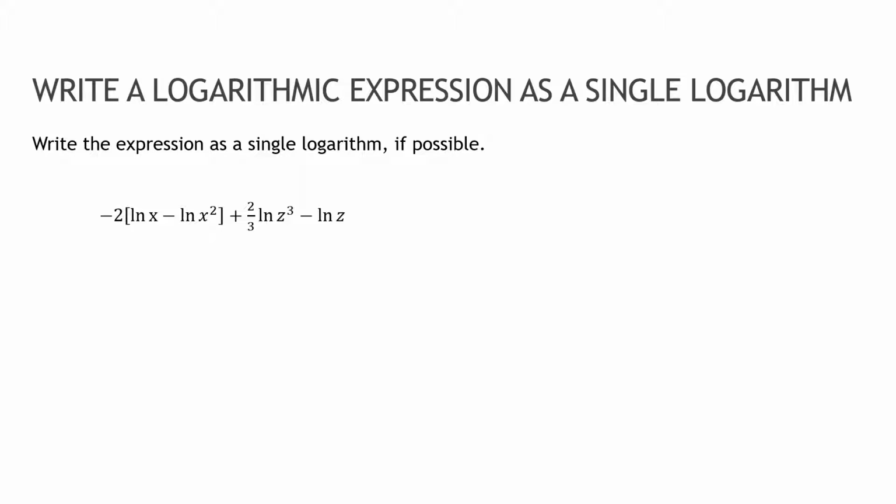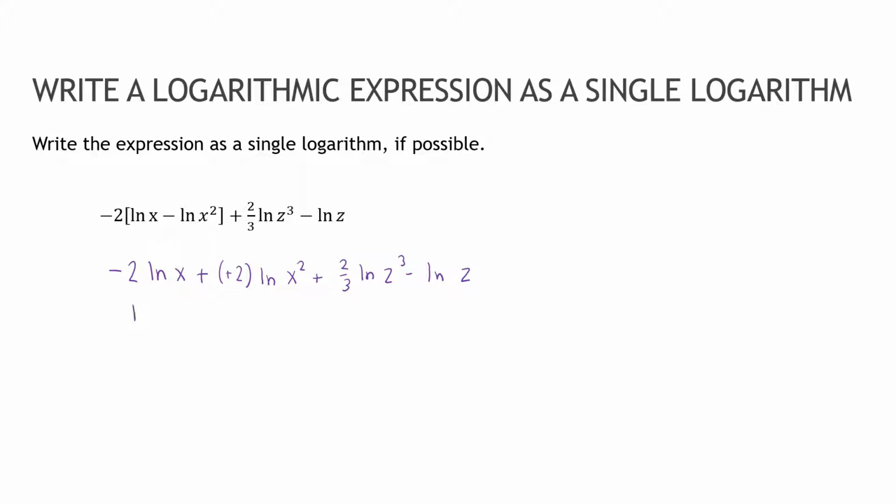Same thing's going to happen when you have natural log, and obviously I've given you a hot mess here. And so let's work through the hot mess together just to make sure we know what we're doing. I've got negative 2 times natural log of x minus negative 2 natural log of x squared plus 2/3 natural log of z cubed minus natural log of z. So all I did on that one is I just distributed the 2. And I'm going to go and change that one because it's minus a negative.